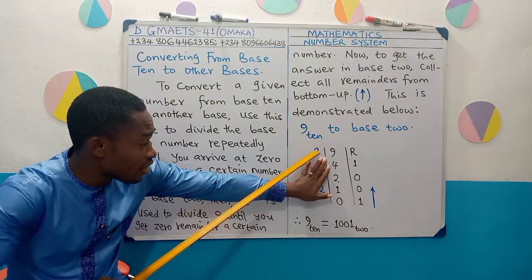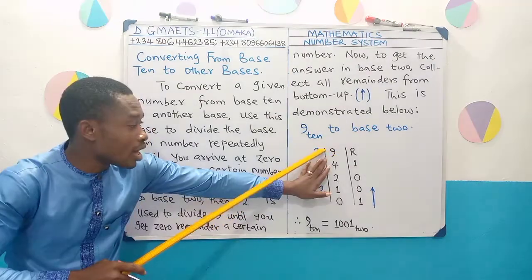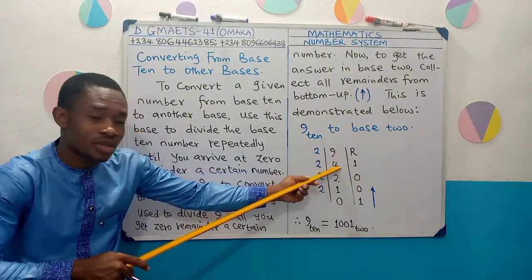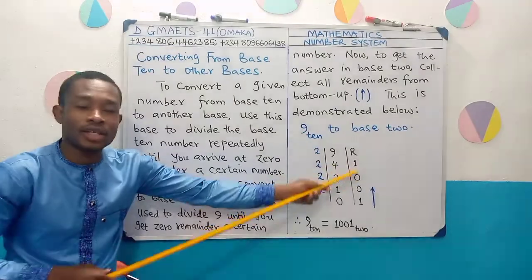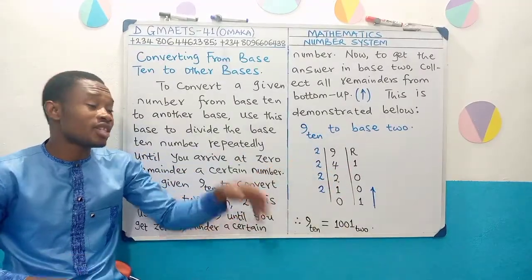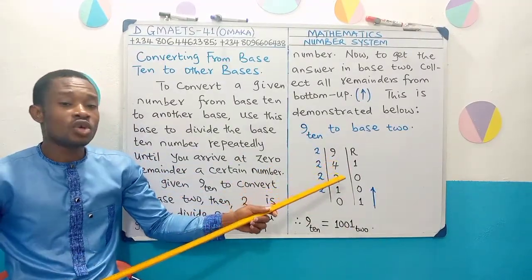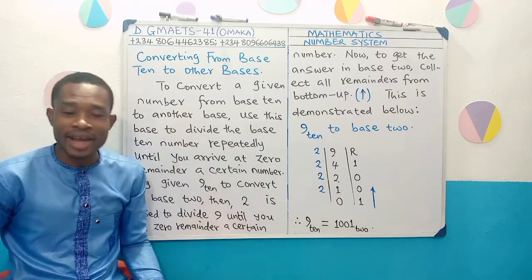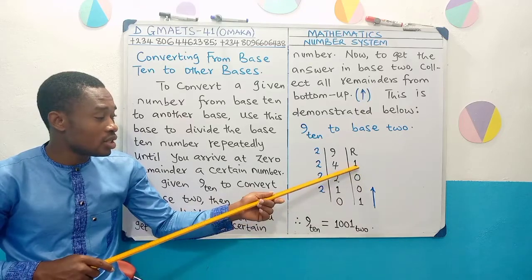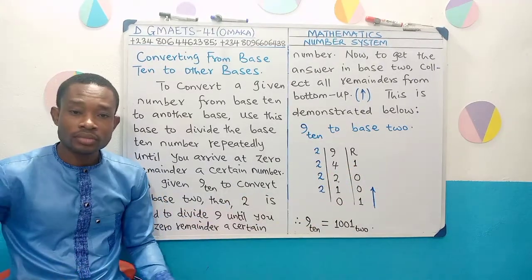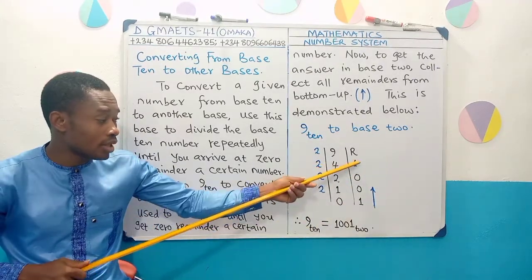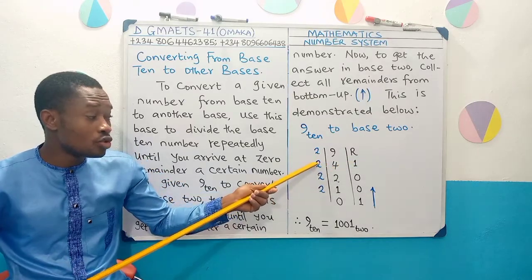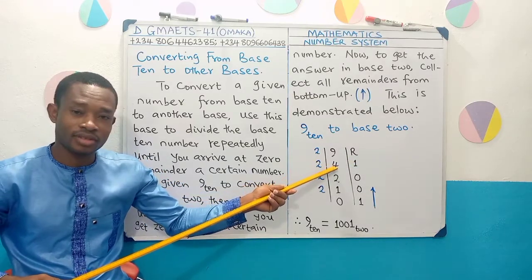Then you start with 2. Use this 2 to divide this 9. 2 can go into 9 4 times. The remainder will be 1. If you go to the 2 times table, you will notice that 2 times 4 will give you 8, so it will be left with 1 as the remainder to complete the 9. That remainder, you record it under this column. Alright, we've gotten 4, remainder 1. We move on again.